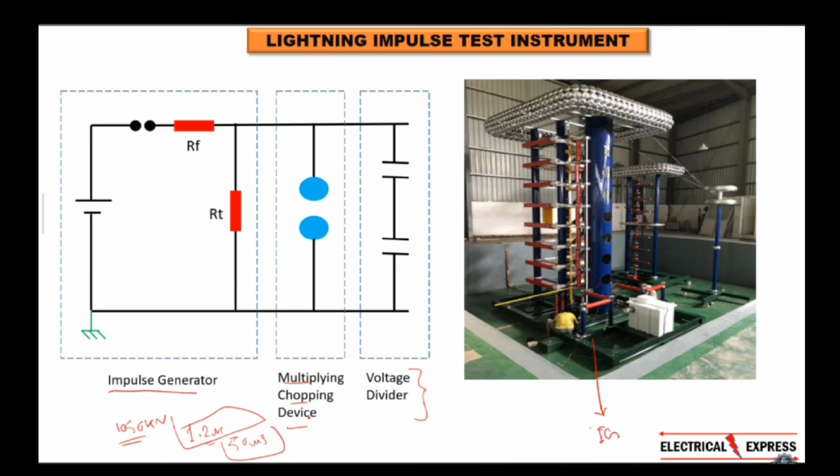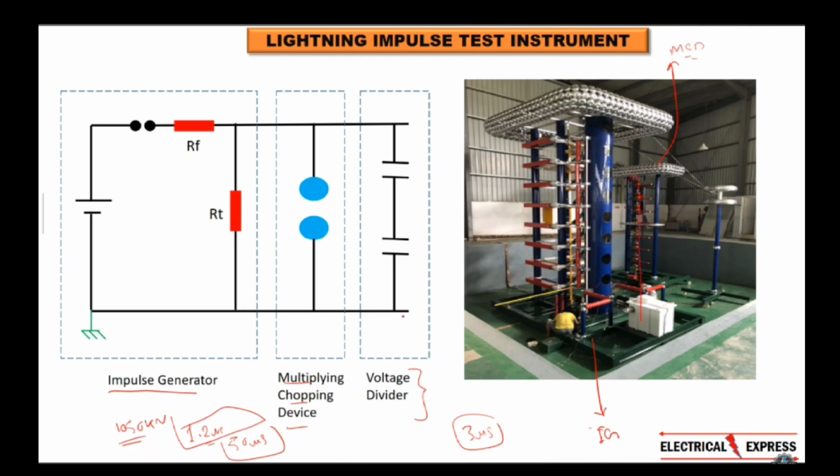So as I told you, what does chopped impulse mean? Suppose we made our lightning travel for 3 microseconds. After that we collapse the voltage, and we do that with the multiple chopping device. So you can see this instrument. This is the multiple chopping device, MCD. Here you have conductors, so we short it. As soon as 3 microseconds pass, we short it. So from here the voltage collapses.